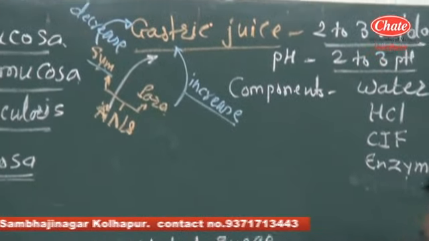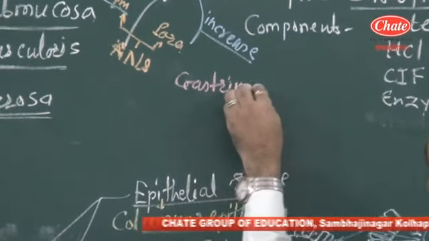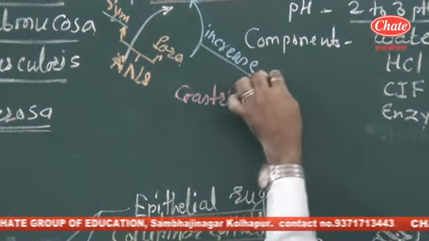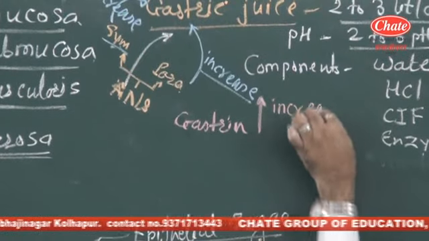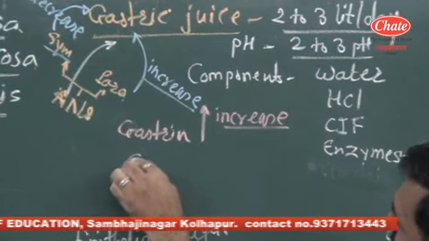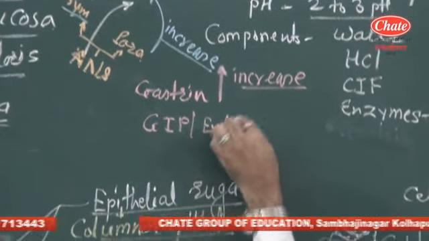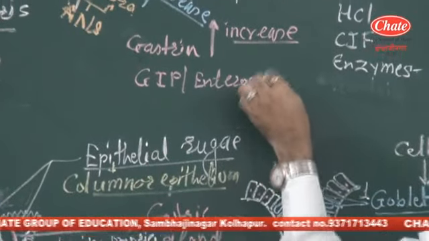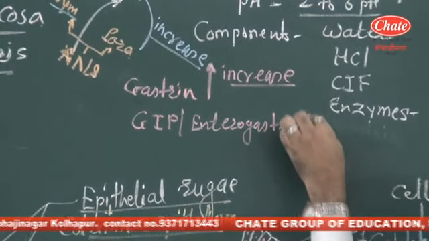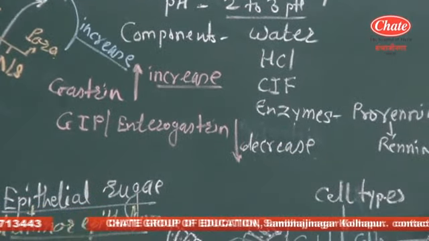At the same time, gastrin hormone increases the gastric juice secretion, while GIP, gastric inhibitory peptide, or enterogastrone, inhibits or decreases the secretion of gastric juice.